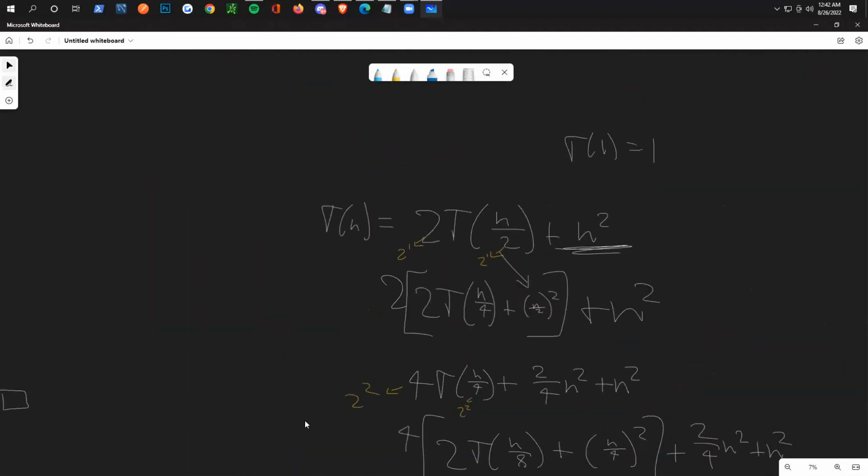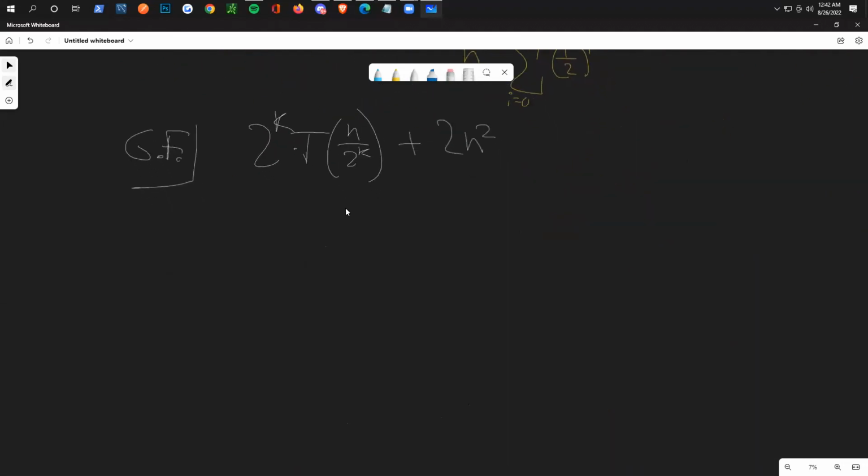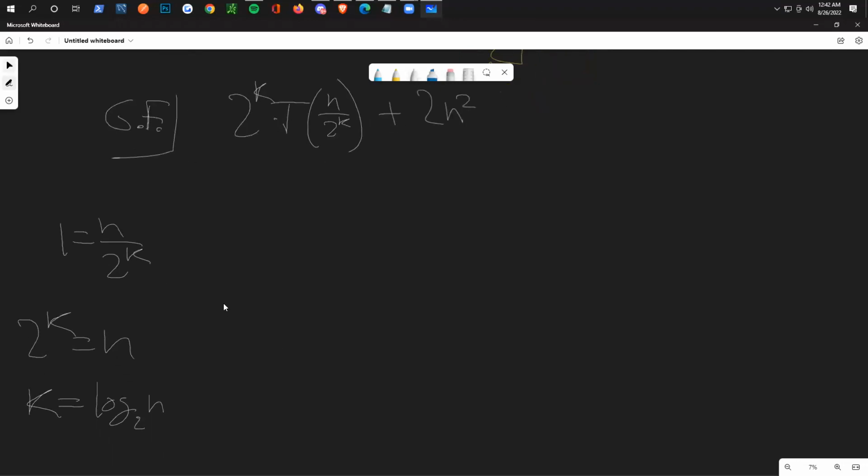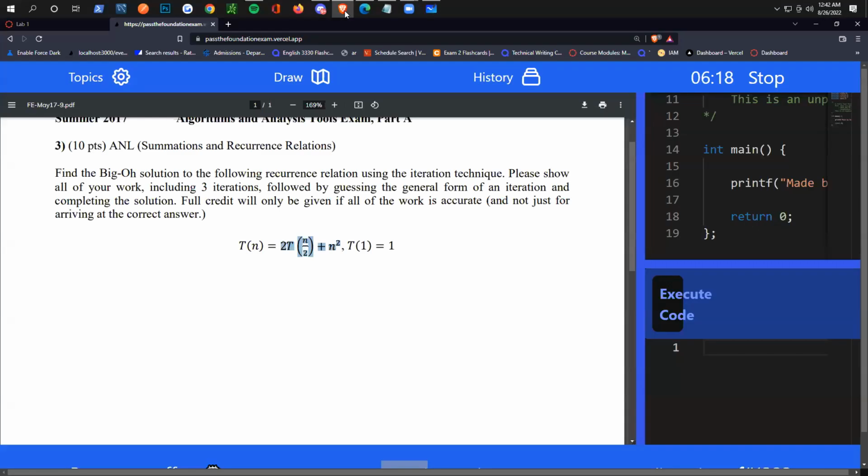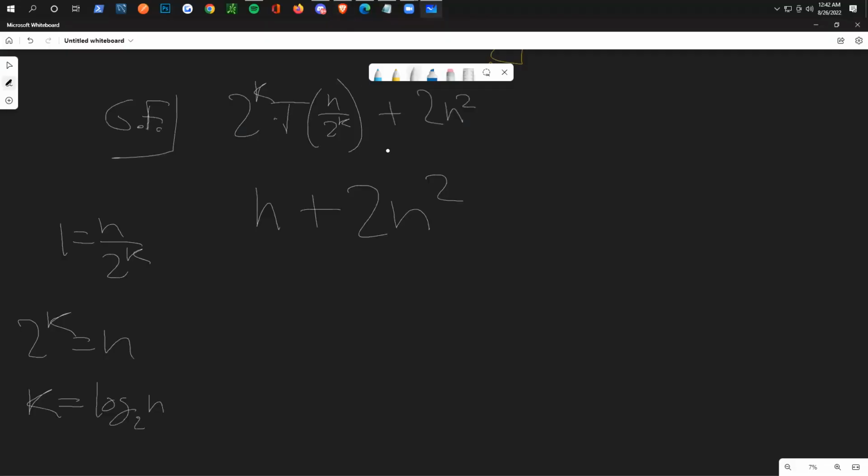So what is the base case? It's T of 1 equals 1. So we're just going to do 1 equals n over 2 to the k. Solve for both. Okay, done. And now this one, let's just plug away. So we have n times, there's going to end up being 1 plus, and we have 2n squared. And I don't remember what they were asking us for. It was the big O. Okay, big O.